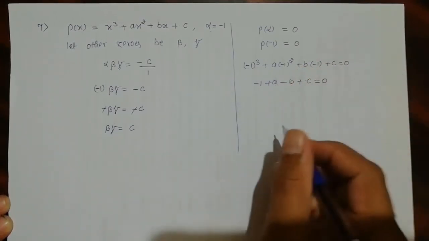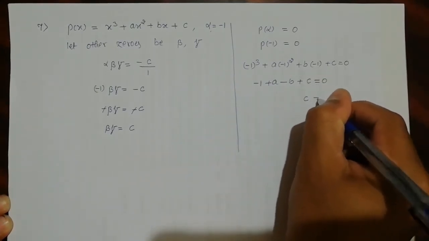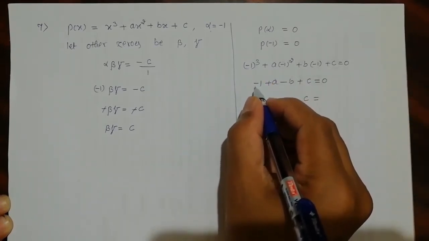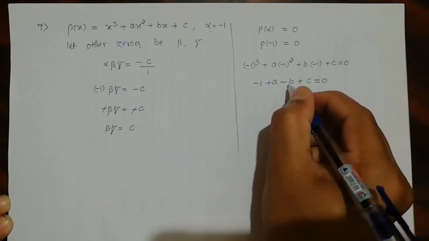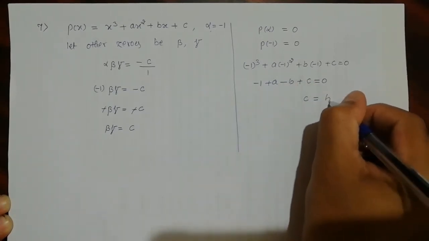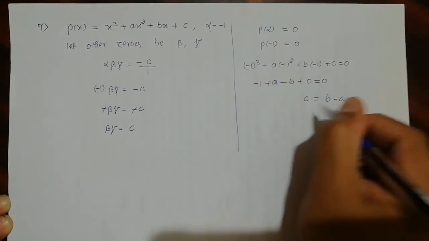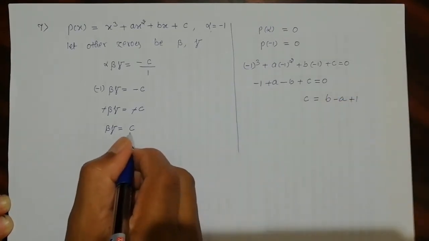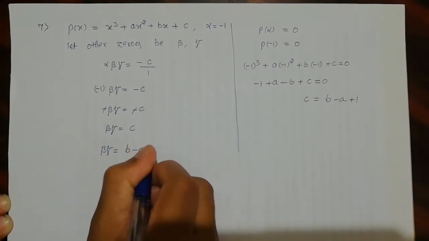So now I want to express c in terms of a and b. So keep c as it is and shift all the terms towards the right side. Minus 1 becomes plus 1, plus a becomes minus a, minus b becomes plus b. First I'm going to write the positive term: b becomes positive, minus a, plus 1. Therefore c is equal to b minus a plus 1. So now I'm going to replace the value of c here. Beta gamma is equal to b minus a plus 1.